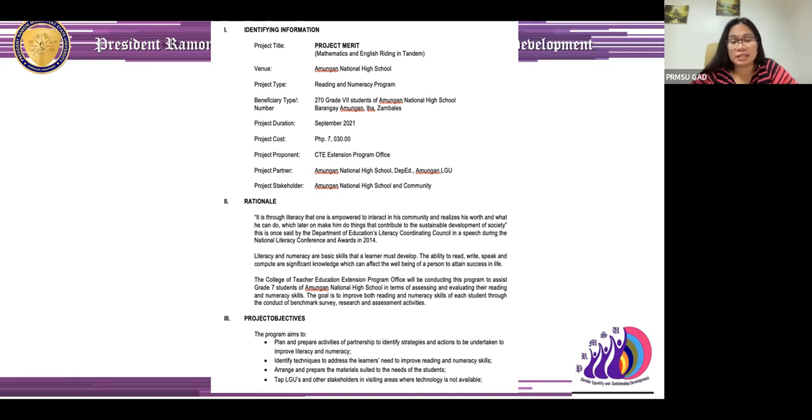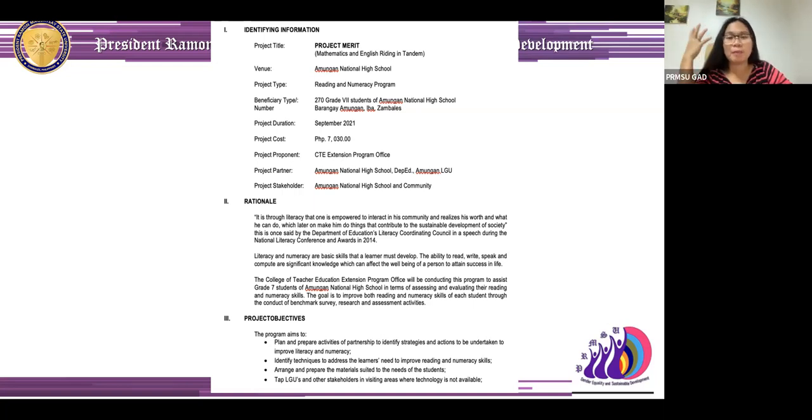Literacy and numeracy are basic skills that a learner must develop. The ability to read, write, speak, compute are significant knowledge which can affect the well-being of a person to attain success. The College of Teacher Education Extension Program Office will be conducting this program to assist grade 7 students in terms of assessing and evaluating their reading and numeracy skills. The goal is to improve both reading and numeracy skills of each student.